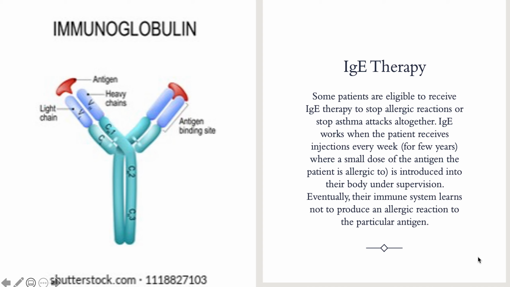So IgE works when the patient receives injections every week or sometimes twice a week for a few years, up to like 5 years or even more, when a small dose of antigen is provided to their body. For example, say I am allergic to grass and I go to the allergy clinic every week and they give me an injection for that grass. And it's very little. My body doesn't react to it, but my immune system sees it every single week. So we're training the immune system to not produce inflammation and send out eosinophils. Eventually, their immune system learns not to produce the allergic reaction, and they are basically cured of that disease.